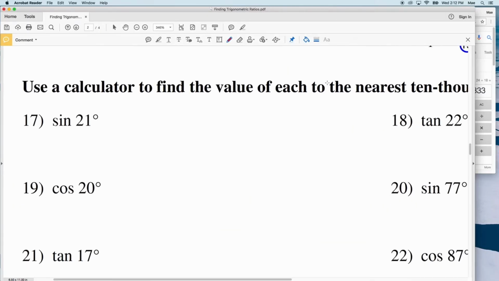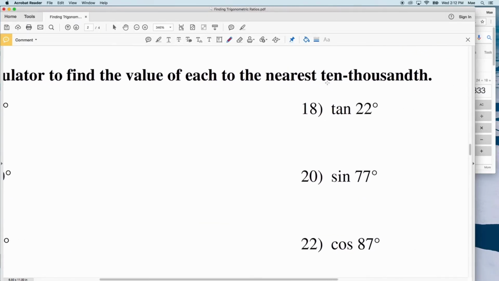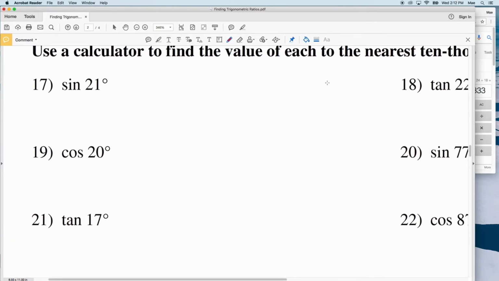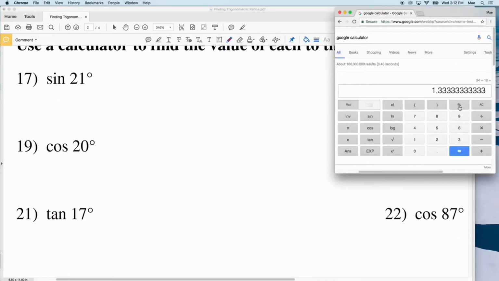For the rest of these, we need to use a calculator to find the value of each to the nearest 10,000th. So 17, make sure your calculator is in degrees. Since we're doing the sine of 21 degrees, we're not using radians, so make sure it's in degree mode. And then you can click the sine of 21, and that's going to be equal to 0.358, and then rounding the 3 to the 4. So 0.3584.